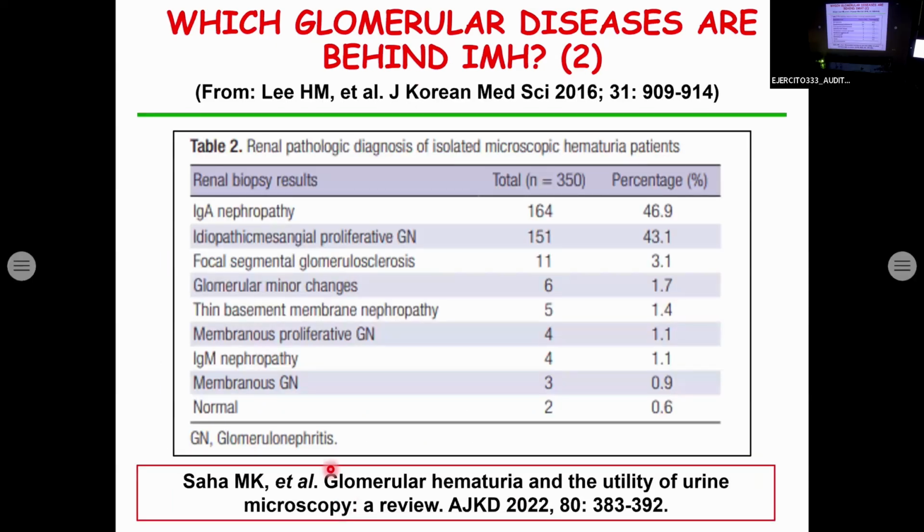Here we have another much larger series of patients taken from this journal, 350 patients, and again, we can see here that a large spectrum of diseases can be behind isolated glomerular hematuria. Again, there is this paper, a review, very interesting, glomerular hematuria and the utility of urine microscopy, a review. And again, I suggest you to read this paper. And if you want to, I have the PDF, which if you want to, we can share.